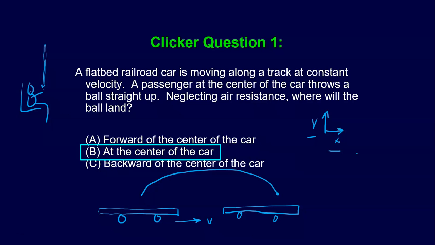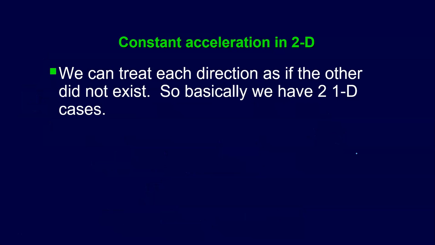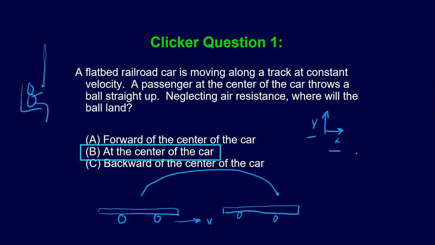And the nice thing is that when you do that, you can completely think about them separately, which makes life a lot easier. And so the trick that I like to say is that when we're doing these kinds of problems, and we'll focus a lot on constant acceleration in 2D style problems, you can treat each direction as if the other did not exist. And so we basically have two one-dimensional cases. And that was the example here, right? With that flatbed railroad car, that ball is moving constantly in the x direction, and it's doing free fall in the y direction. This will be a real common thing.